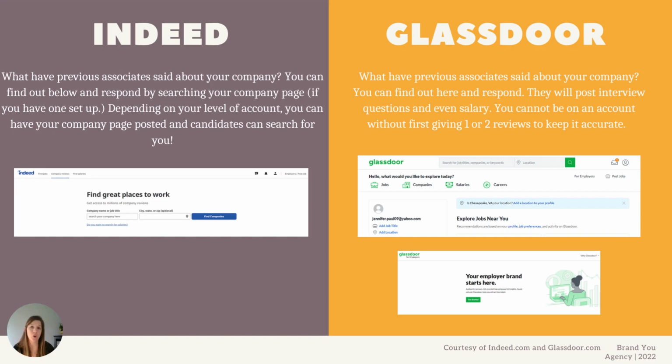On Glassdoor, no one's allowed to have an account, even someone like myself. I can't have an account unless I give ratings to the companies that I've previously worked at. That helps, I believe, with the transparency and what the experience is like on Glassdoor. On both Indeed and Glassdoor, there are pages that give you information about your specific company. So you may want to check and see what's out there about your company and what's being posted, so that way you can start to respond to those candidate reviews.